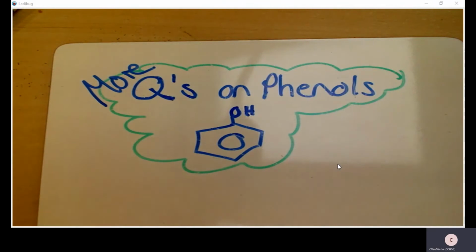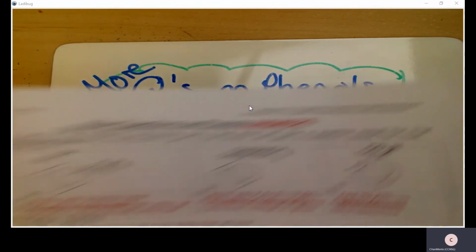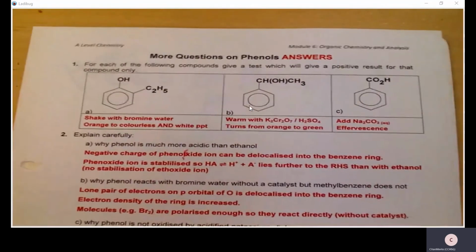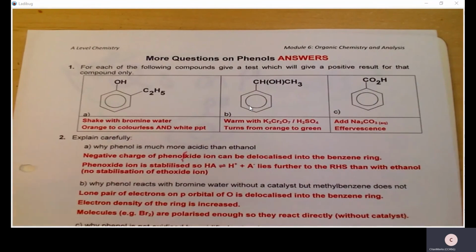Okay, so having a look through some more questions on phenols this time. This was just bringing some more ideas, and particularly having a look at the tests as well that you learned during the lesson. So question 1, for each of the following compounds, give a test which will give a positive result for that compound only. So that's a critical bit here.